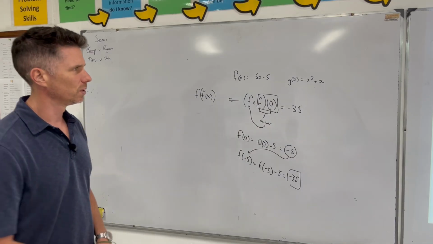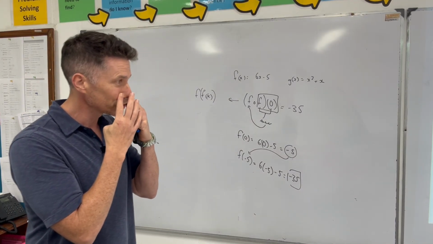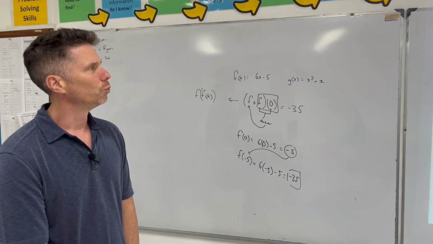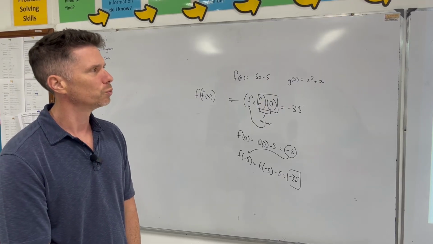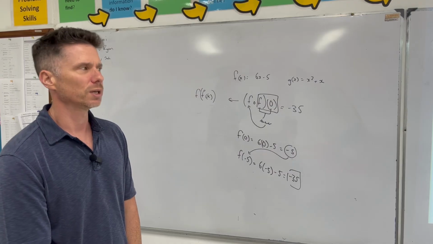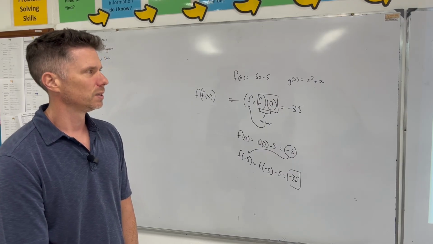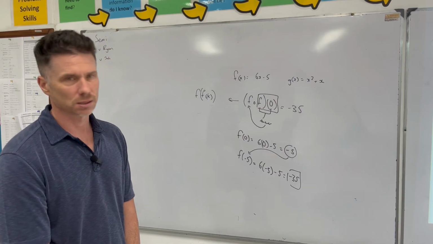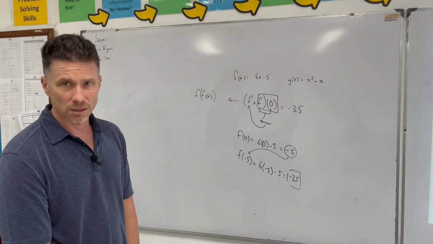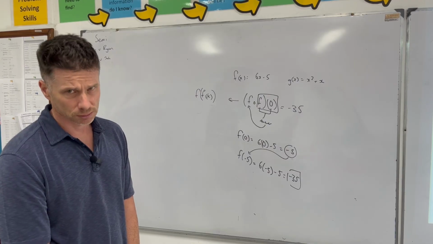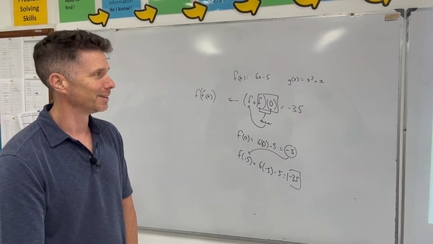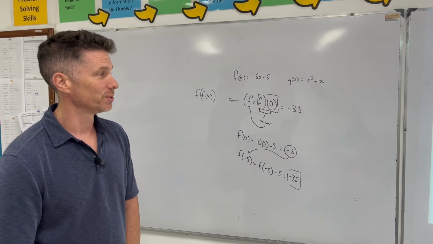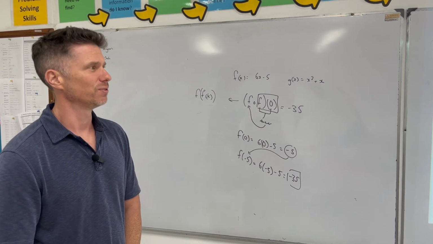Next is the concept of something called one-to-one or many-to-one functions. Let's see, can you figure it out? One-to-one is for each x, there's only one y. For each y, there's only one x. Many-to-one. If a function is many-to-one, it does not have an inverse function.